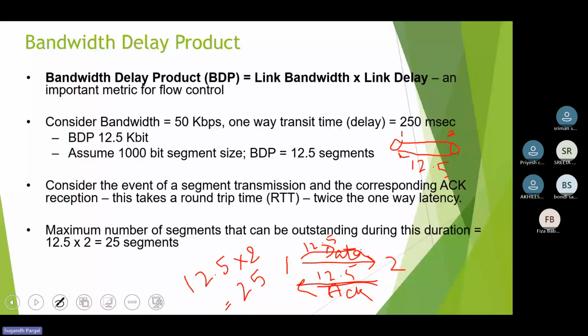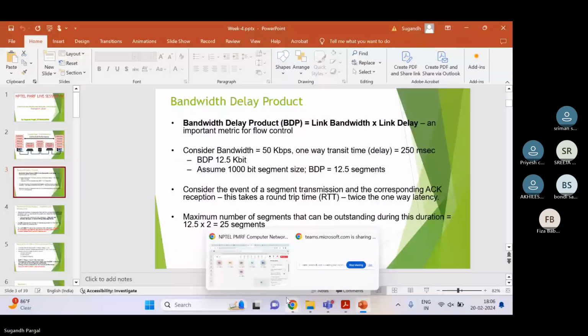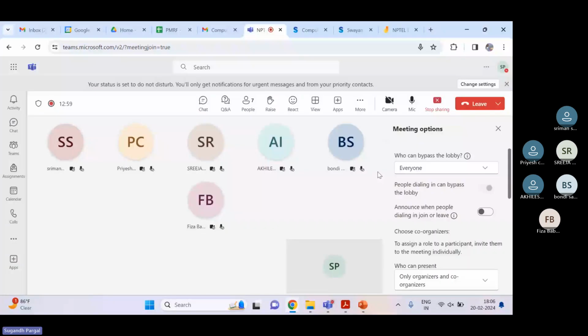These are a few metrics which are important in terms of the transport layer. So I hope this is clear to everyone.